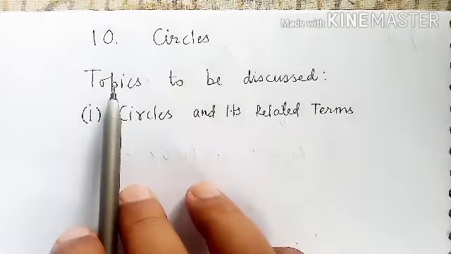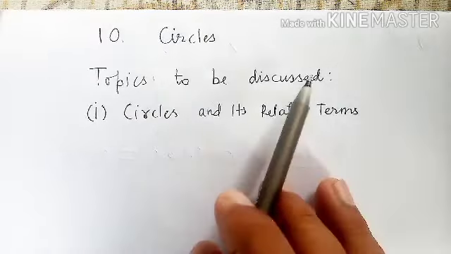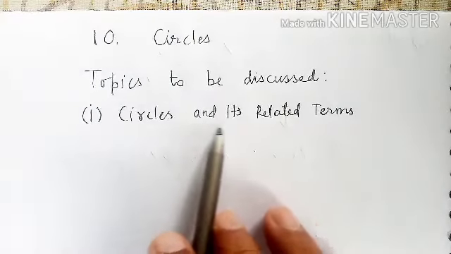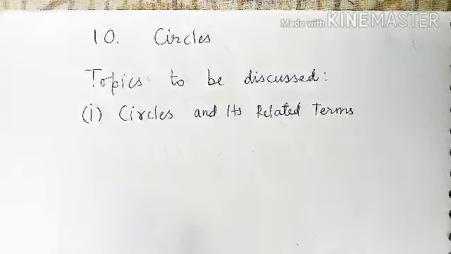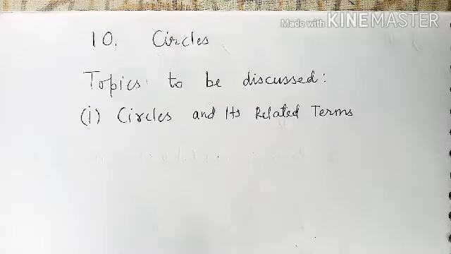Chapter 10, Circles. Topics to be discussed: circles and their related terms. There are so many terms and you must know them, like radius, diameter, center, arc, chord, sector, secant, etc. We will discuss them one by one.